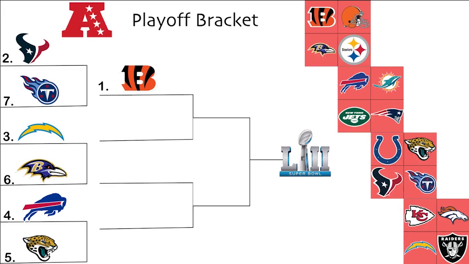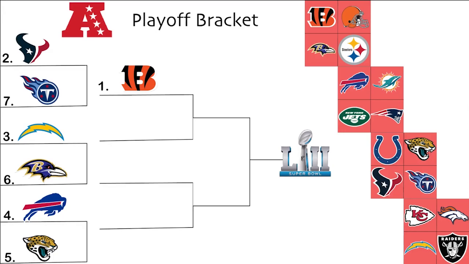The first seed gets a bye in the first round, or the wildcard round, for all their efforts. All other seeds are determined by win-loss records, so the better the win-loss record, the better your seed. Note that the division winners always get seeds 1 through 4.